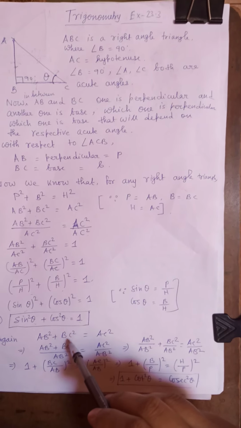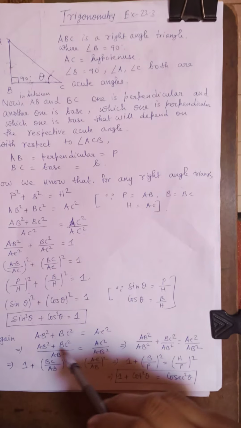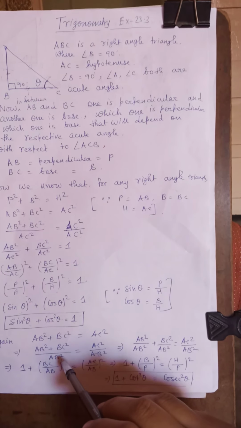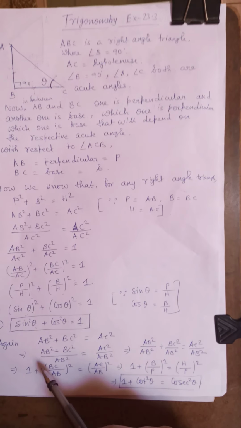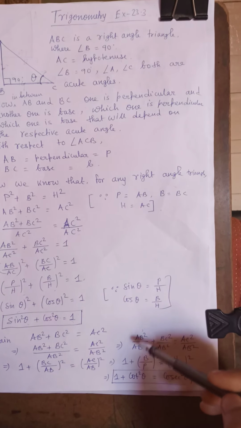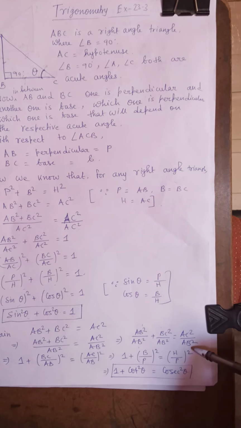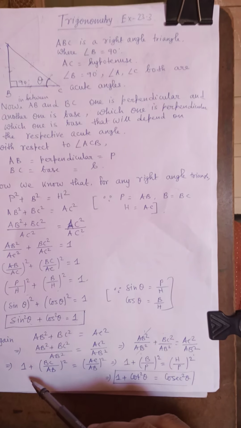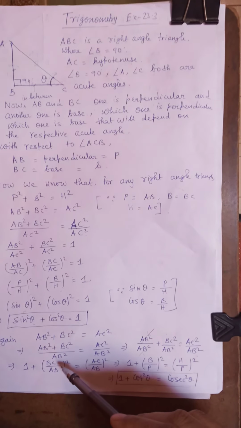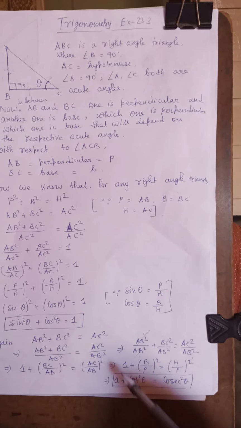Next, AB square plus BC square equals AC square. So we will divide both sides by AB square. So AB square plus BC square by AB square equals AC square by AB square. So it can be written as AB square by AB square plus BC square by AB square equals AC square by AB square. So AB square by AB square cancels out, it becomes 1, plus it is BC by AB whole square and it is AC by AB whole square.